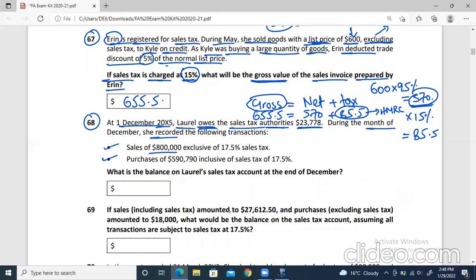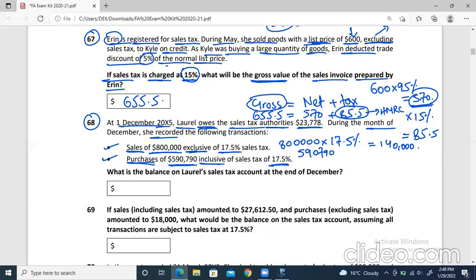Now sales are 800,000 exclusive amount, right? And 17.5% sales tax. So how will we calculate the tax? This is an exclusive amount, right? So just multiply it with the percentage. Let's calculate this. 800,000 into 17.5%. So this is 140,000. Okay. This is the output tax because these are sales, right? Now, what about the input tax? Purchases are 590,790. Now, this is an inclusive amount. Okay. And the tax percentage is the same. How will we calculate this? It's very simple.